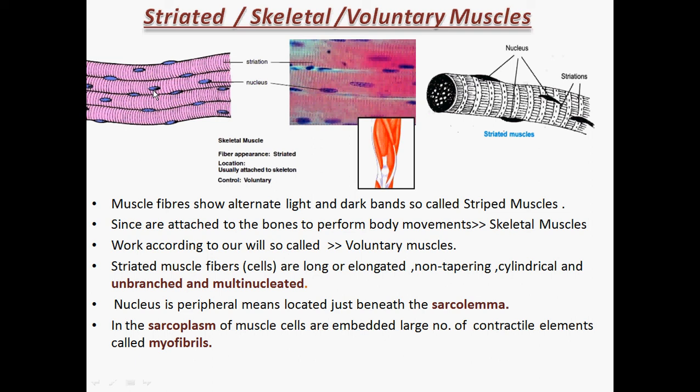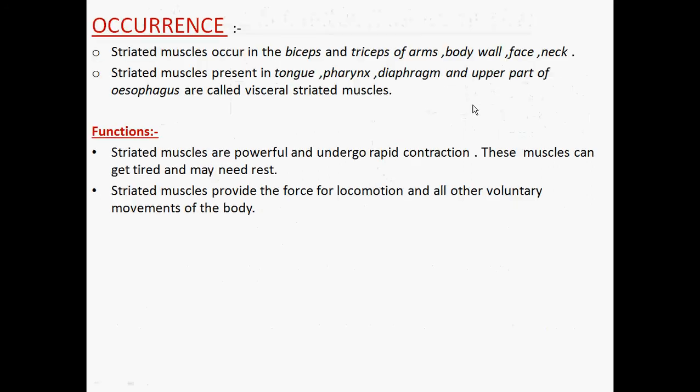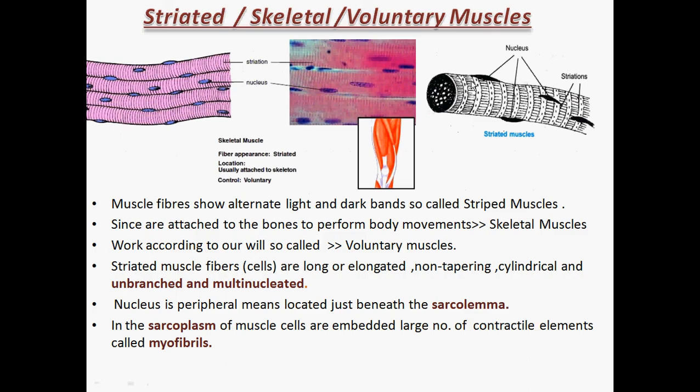Now students, we should understand why different names have been given to this muscular tissue, that is the striated, skeletal or voluntary muscle. That is because the muscle fibers show alternate light and dark bands. You can see in this figure, this is a light band and this is a dark band, this is a dark band, and this is a light band. In this way there are different light and dark bands. That is why it is named the striated or striped muscle.